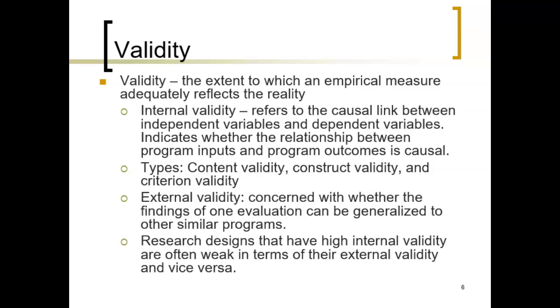Every evaluation design has strengths and weaknesses, and the job of the evaluator is to select the most optimal design given the circumstances. Most problems with an evaluation design have to do with internal or external validity. Validity is the extent to which the indicator measures what it's supposed to measure. There are three types of internal validity: content validity, construct validity, and criterion validity.